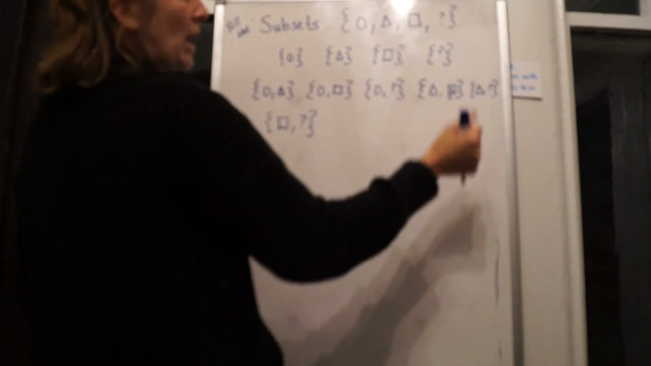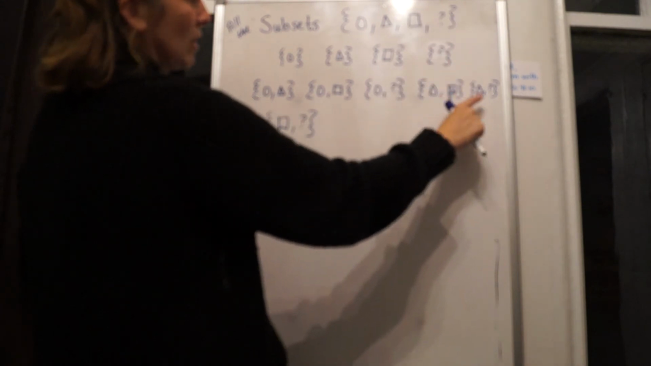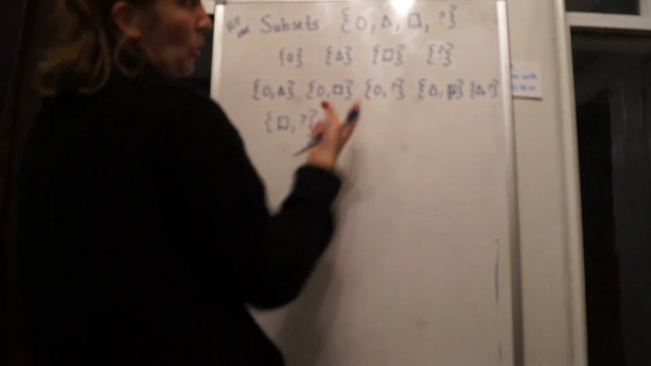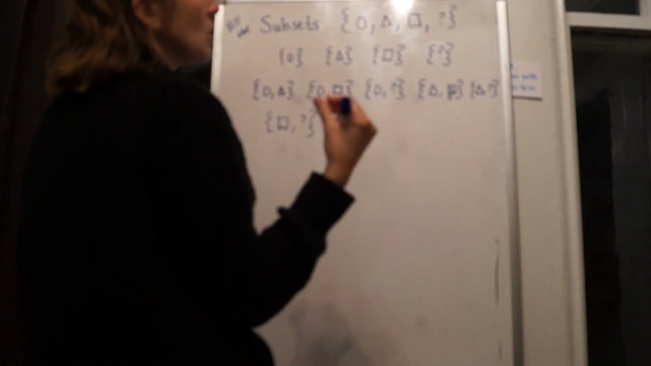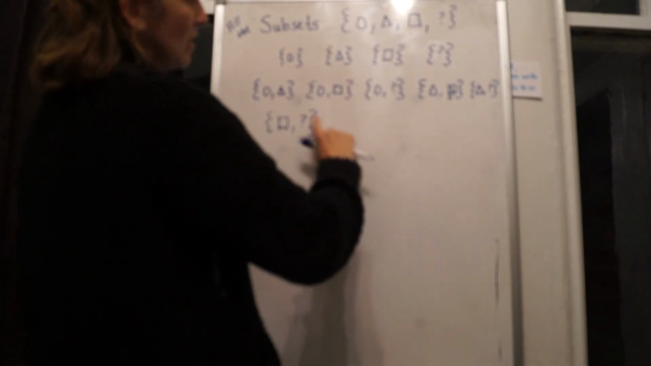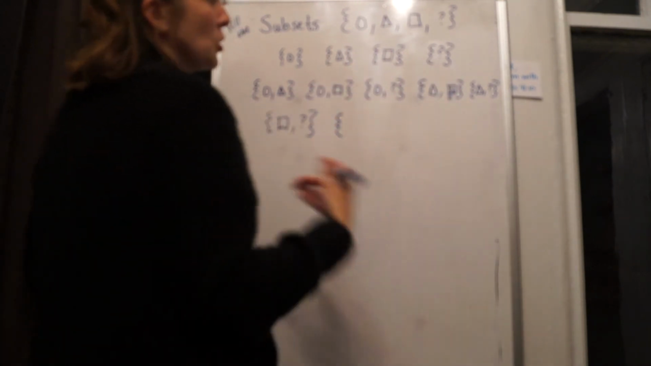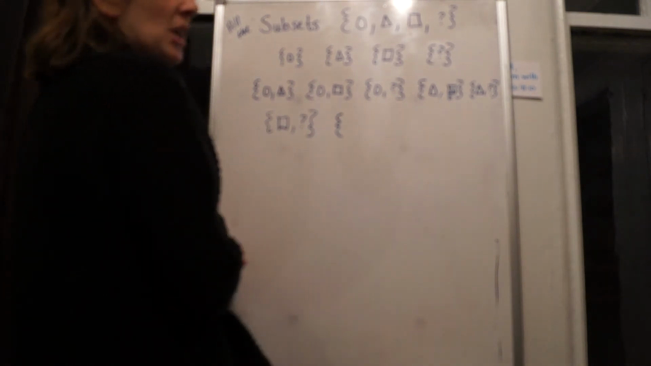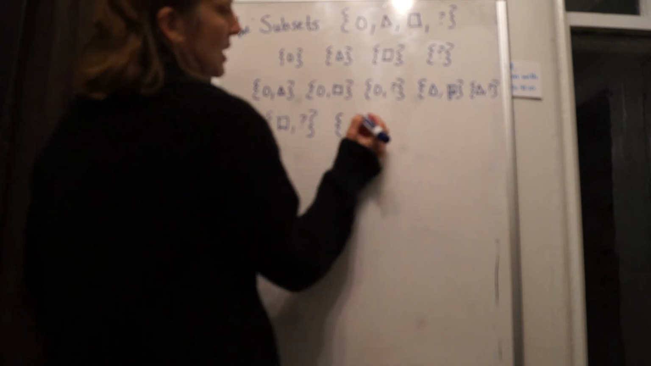So triangle, square has already been covered, or sorry, question mark, square has already been covered here in the other order. Question mark, triangle has already been covered here, again in the other order. So once we've got all the sets of 2, we move on to all the possible sets of 3. This is a little trickier and it takes a while, but this is how you list all of the subsets.